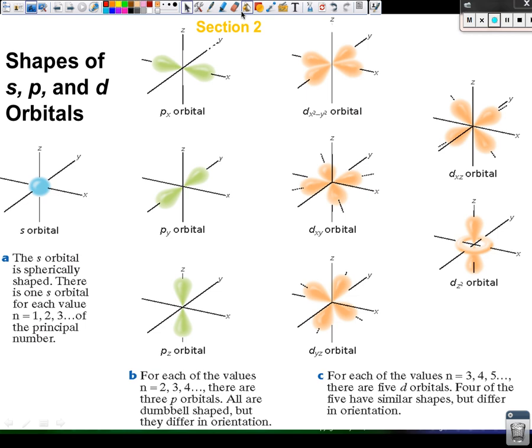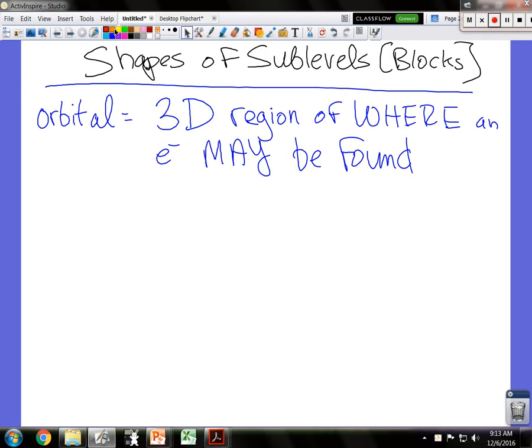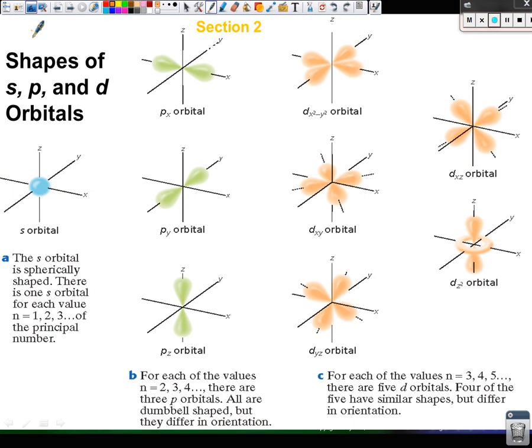The s orbital is in what shape? A sphere. Circles are two-dimensional. Okay? So coming back to this, the s is a sphere.